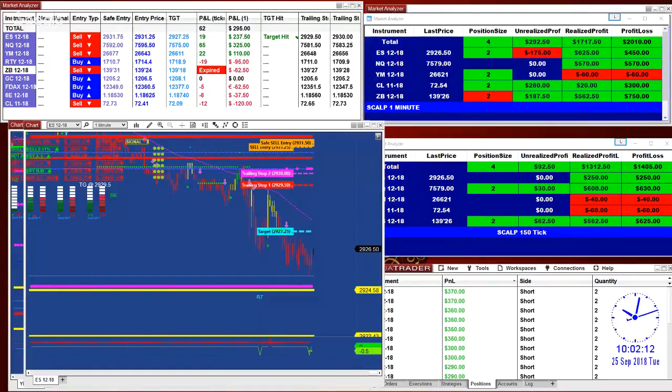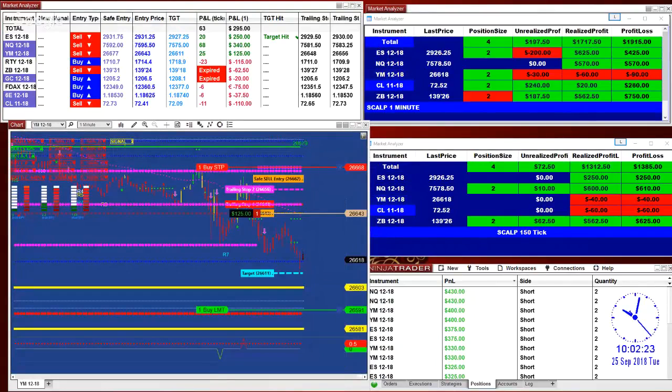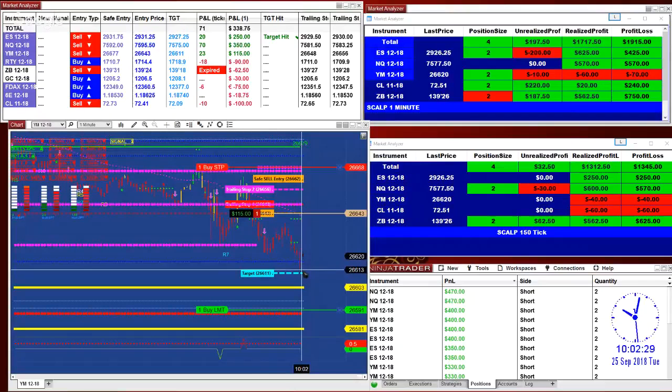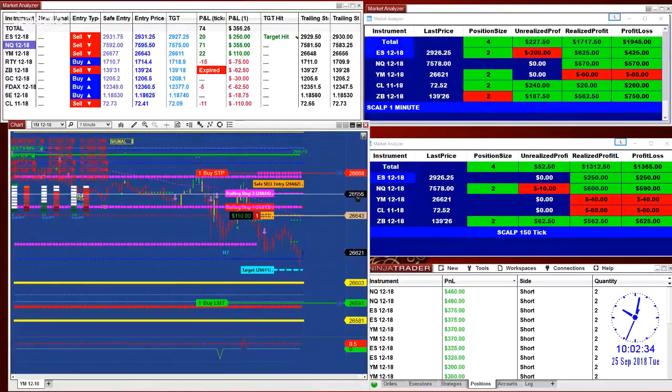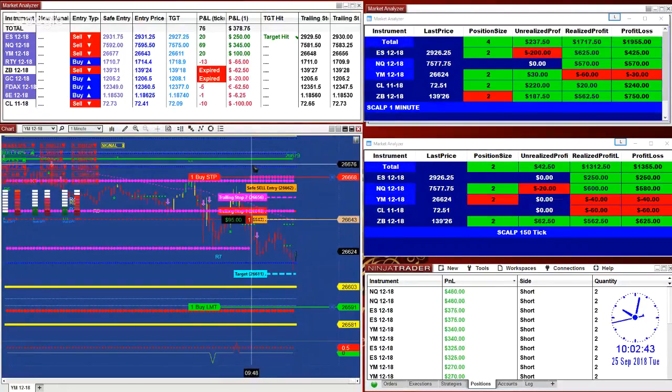Okay, now we can see how the ES will have a problem at 24.75, so be careful with the ES. And if we notice on the YM, we missed one tick to the target. We missed one tick to the target, so we'll see how we're going to approach the YM. As for the NASDAQ, I will keep my eye on it for when we have a new signal.